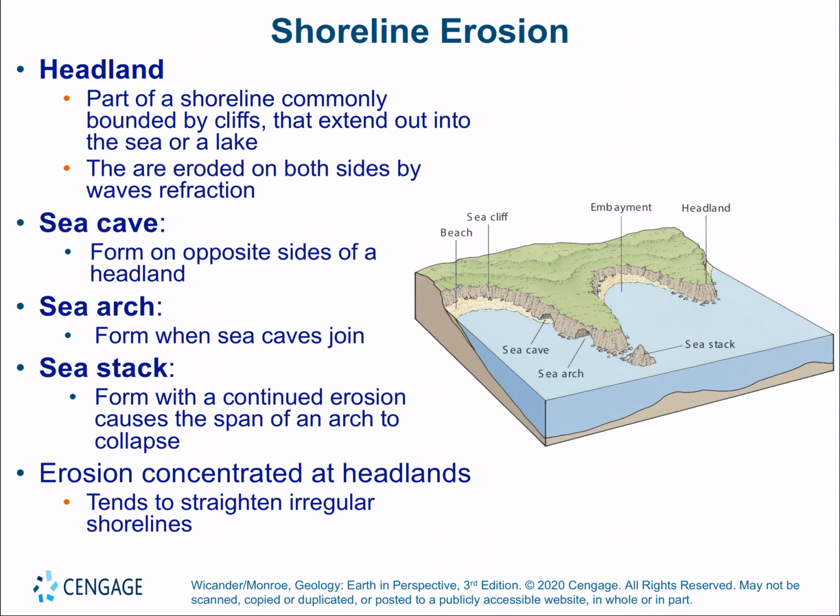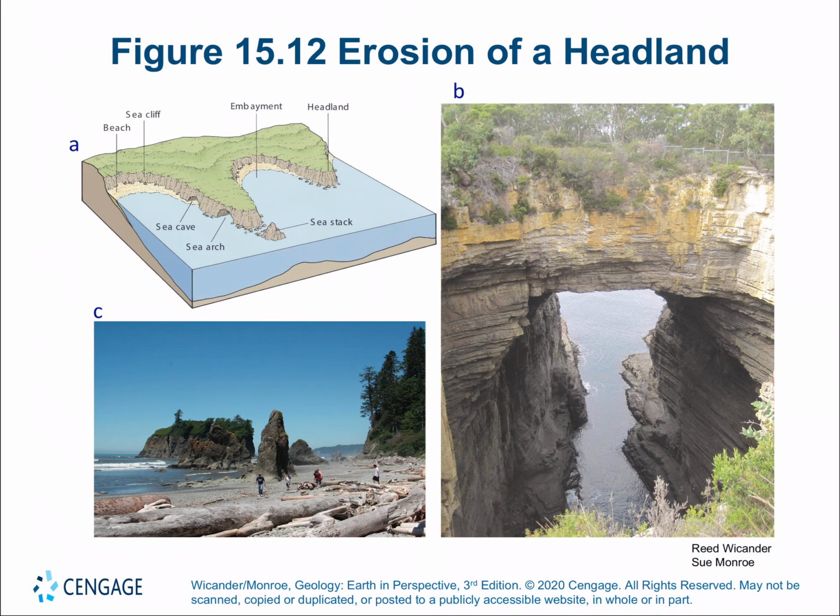Now, erosion will be concentrated at the headlands, and eventually it's going to straighten your irregular shorelines. So in some of these pictures, in picture A, the picture we've seen in the previous slide, in picture B, you see the nice archway in the Tasman National Park in Australia. And in picture C, you see the sea stacks on a beach in Washington State.